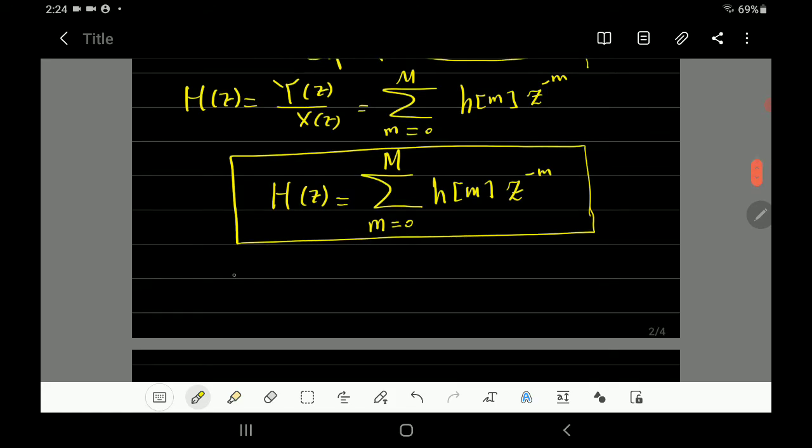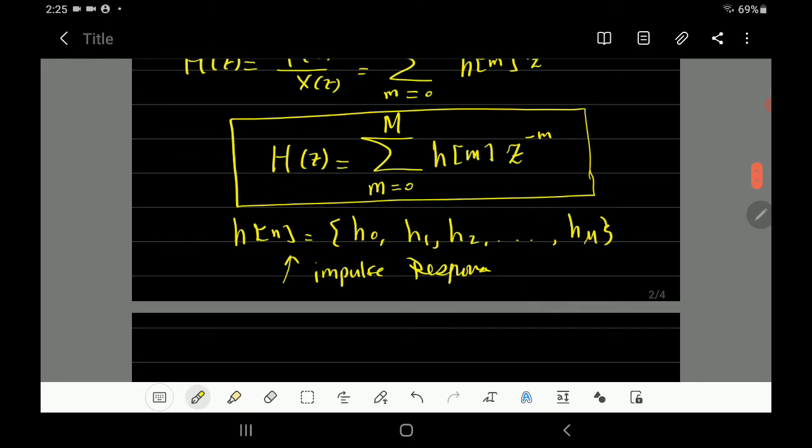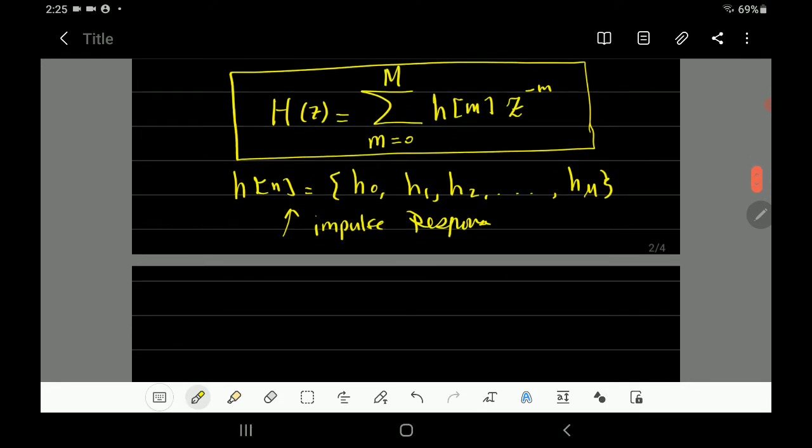All right. Remember, h of m here starts with h0, h1, h2, and so on up to hM. We call this the impulse response of the filter, which are just constants here in this case. Well, how do we find the frequency response?